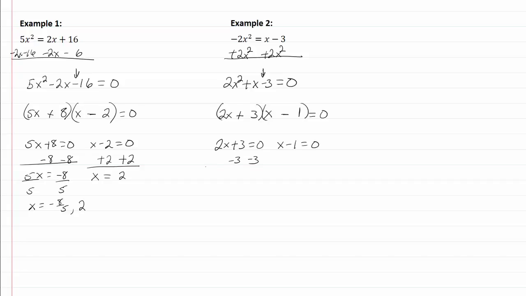Subtract 3 from both sides. I get 2x equal to negative 3. Divide by 2, and x equals negative 3 halves. Solving my other equation, I'm going to add 1 to both sides, and I get x is equal to 1. So my two solutions for this equation are x equal to negative 3 halves and 1.